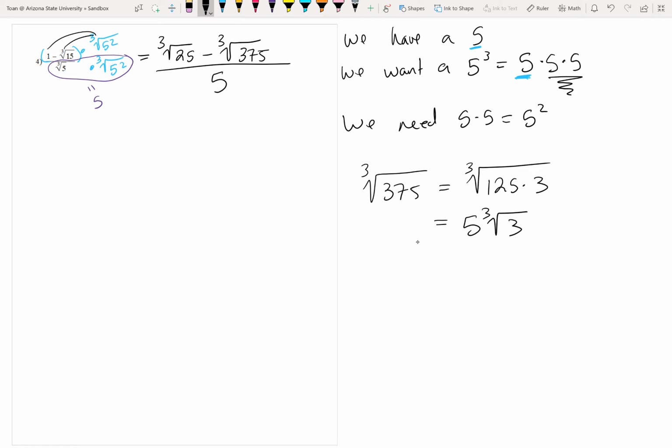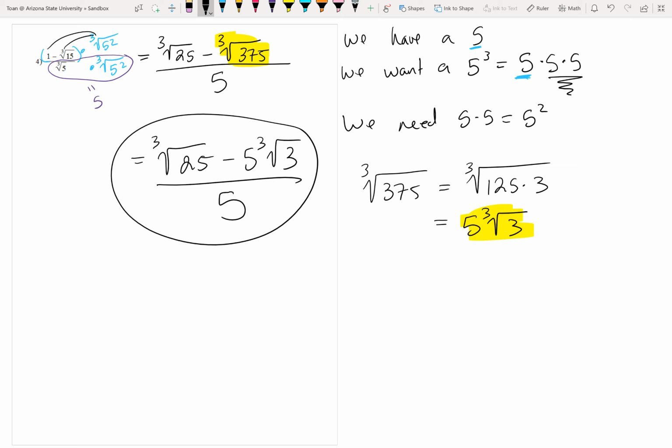So this guy here takes the place of this guy there. So the final super duper simplified form is the cube root of 25 minus 5 cube roots of 3, all over 5.